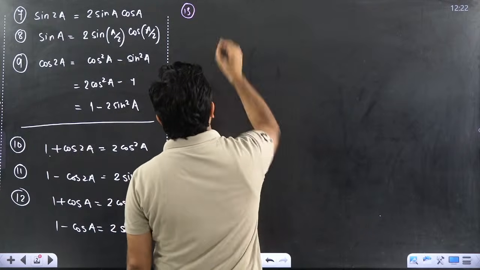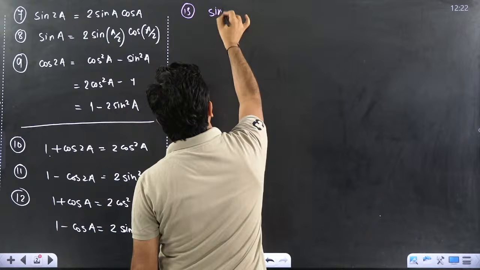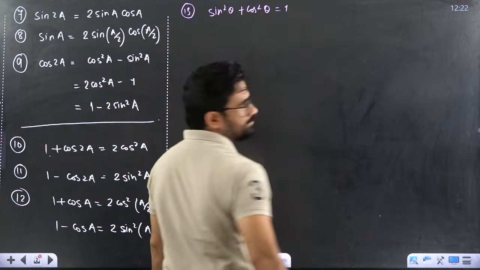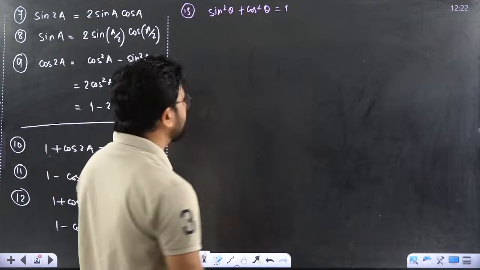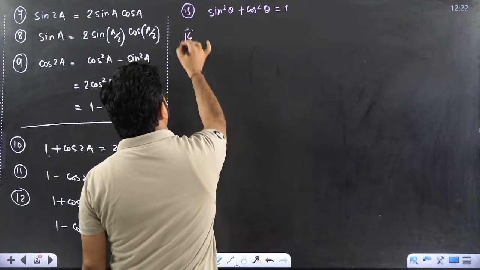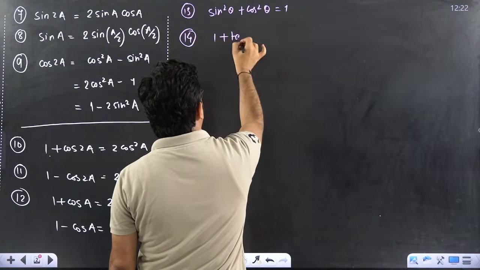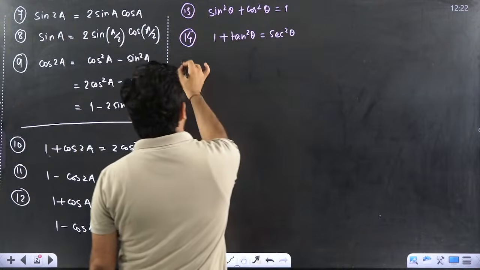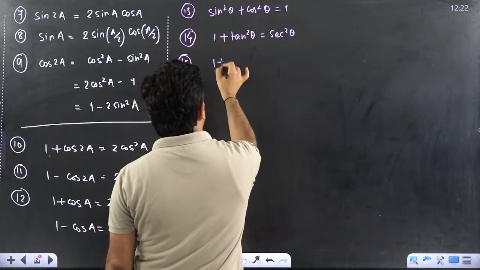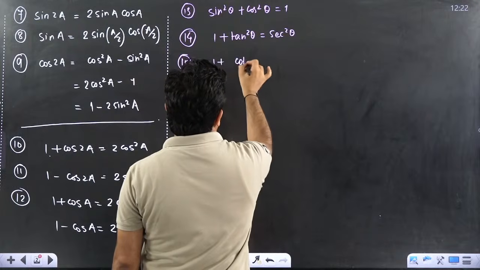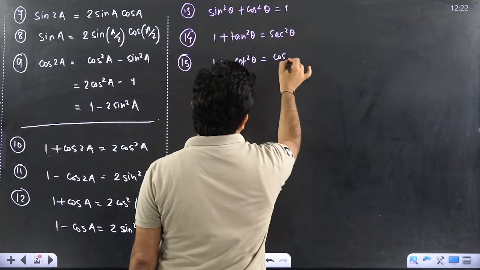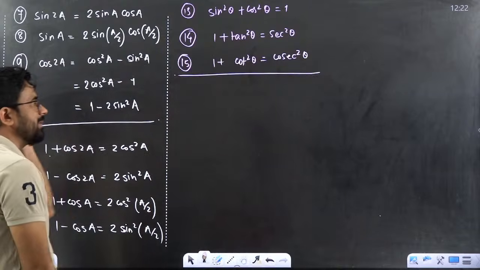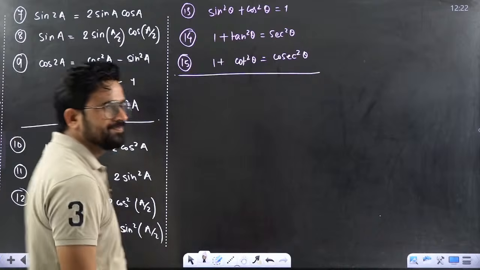Next formula, beta. Sin square theta plus cos square theta is equal to 1. Next formula, 1 plus tan square theta is equal to sec square theta. Next one, 1 plus cot square theta is equal to cosec square theta. These are three further formulas, you have to remember them. Any problem up to here?